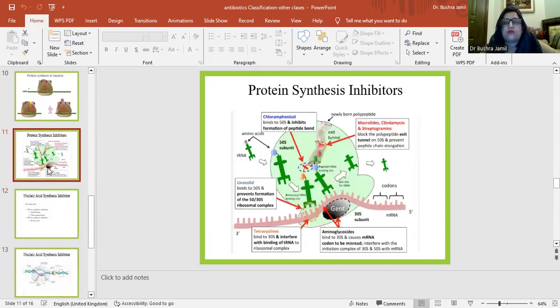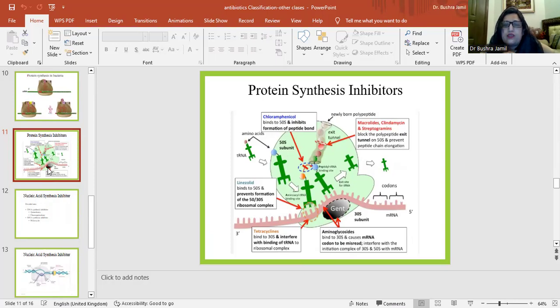Now protein synthesis inhibitors halt this process at various steps. A few of the antibiotics intercept at the 30S ribosomal subunit, and a few of them inhibit protein synthesis at the 50S subunit. Tetracycline and aminoglycosides are very well-known antibiotics. Tetracycline binds to the 30S ribosomal subunit and interferes with the binding of transfer RNA to the ribosomal complex.